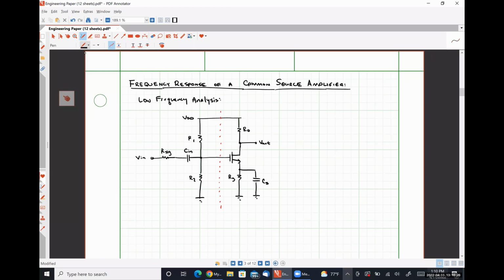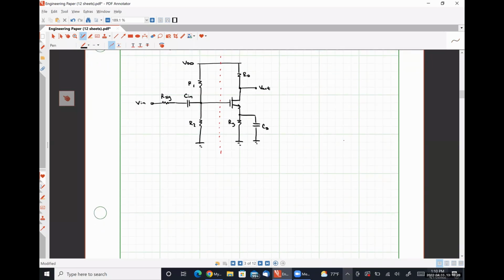what we are doing is we're taking the following circuit where we have the input signal in series with Cin, connected to this network of R1, R2, like so.